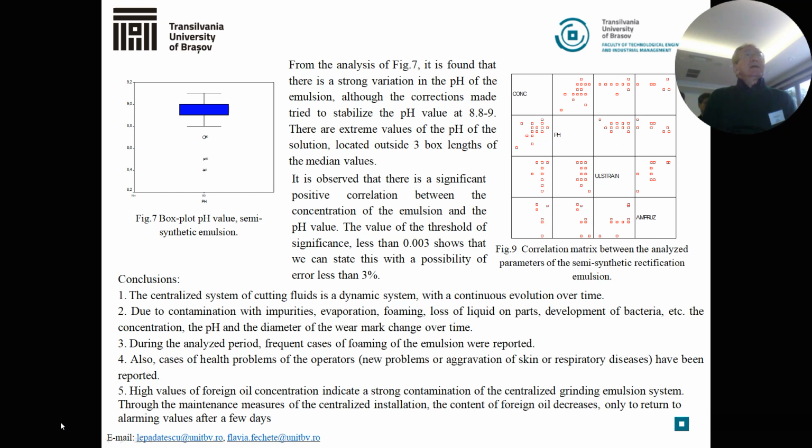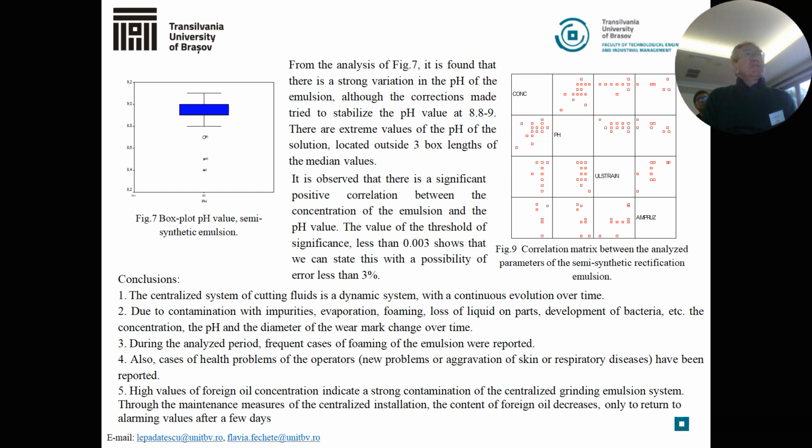It is observed that there is a significant positive correlation between the concentration of the emulsion and the pH value. The threshold of significance, less than 0.003, shows that we can state this with a possibility of error less than 3%. Conclusion: the centralized system of cutting fluid is a dynamic system with a continuous evolution over time.